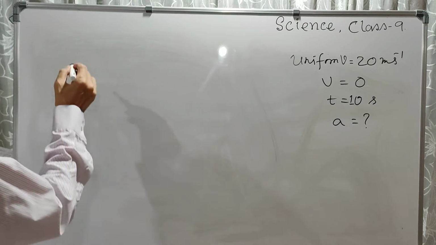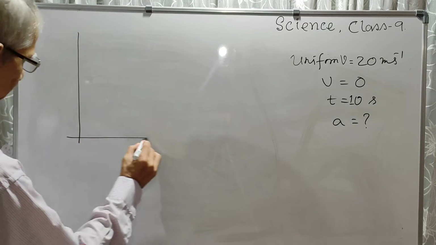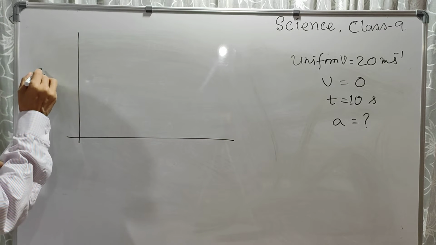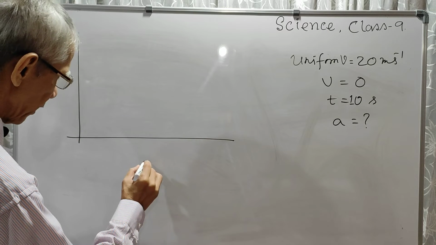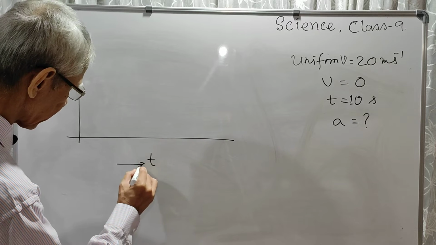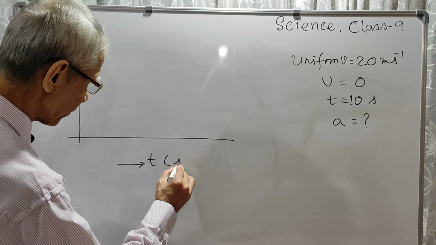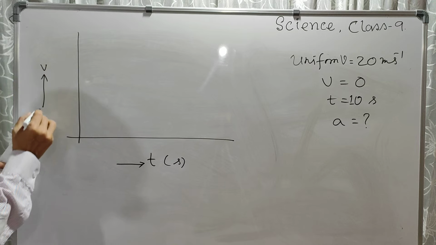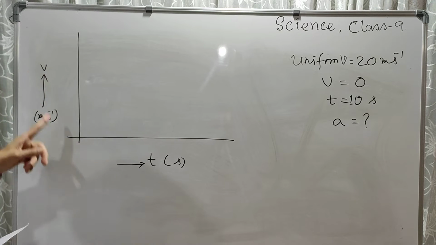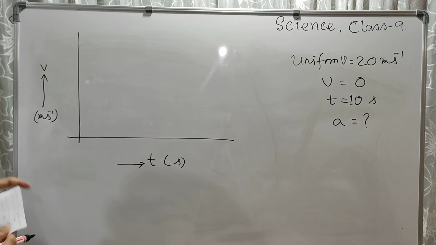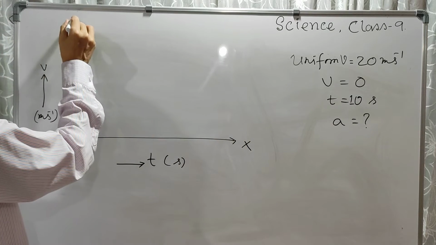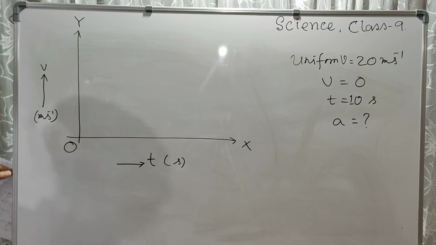So this is the graph. Speed time graph. So this side you have to take speed, V, and this side time. All right. So time will be in second, and velocity will be what? In meter per second. So unit of velocity will be meter per second, unit of time will be second, isn't it? So this is the y-axis, this is the x-axis, okay. This is the origin, all right.